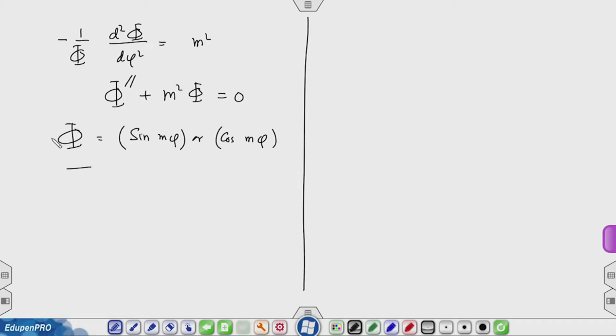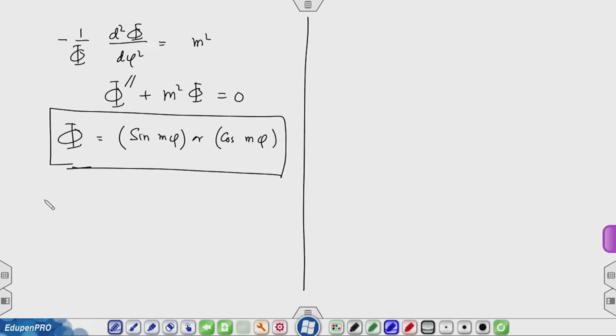So this is one solution for the phi dependence. We'll ignore it when I talk about azimuthally symmetric systems. And then I have s square over R d2R over ds square plus s over R dR over ds plus s square over Z d2Z over dz square equals m square.